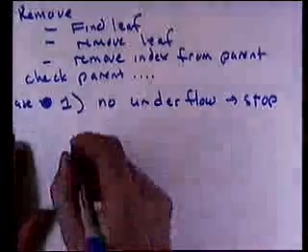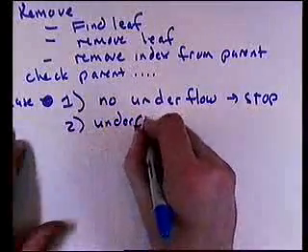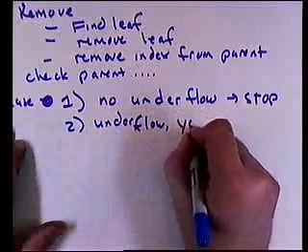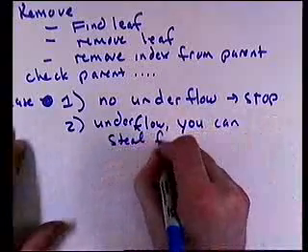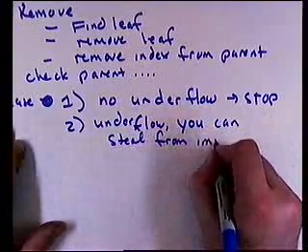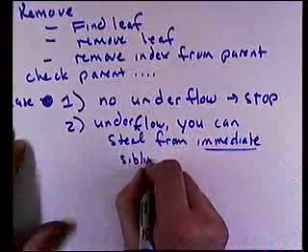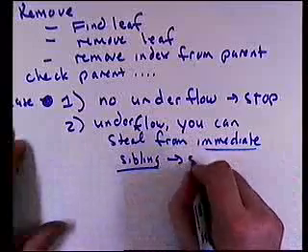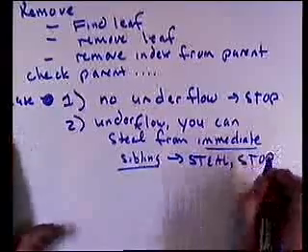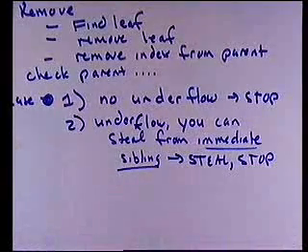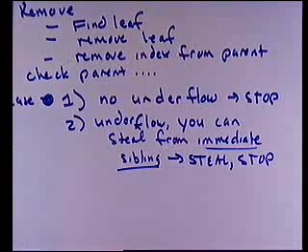The case that we're concerned with here, underflow, and the other condition is you can steal from an immediate sibling. If so, if you can do that, then you steal and you stop. So there's 3 important ideas there. Firstly, the idea of stealing, and secondly, the idea of immediate, and thirdly, the idea of sibling.